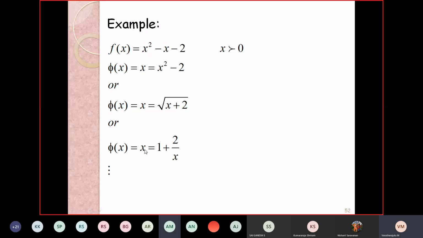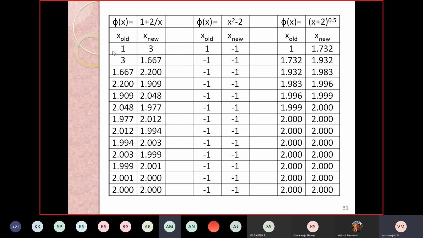And what the solution was for this particular case, I have solved in Excel. You can also try with Excel for solving this problem. I will share the Excel for your practicing. While the initial iteration is 1, here also 1, here also 1, what were the results? You will get 3 in the first case, you will get minus 1 in the second case, and you will get 1.732 in the last case.